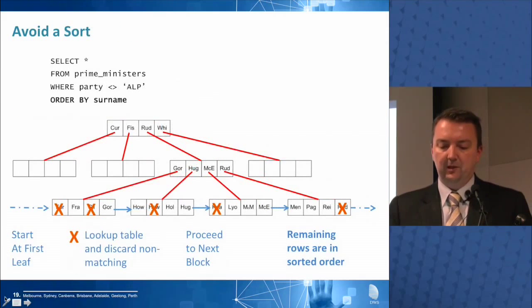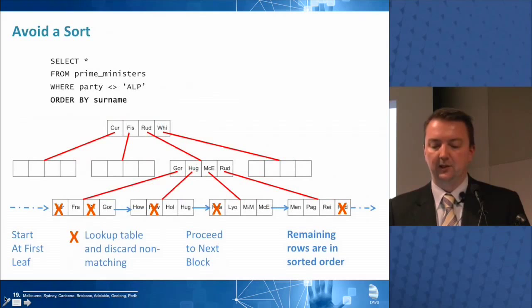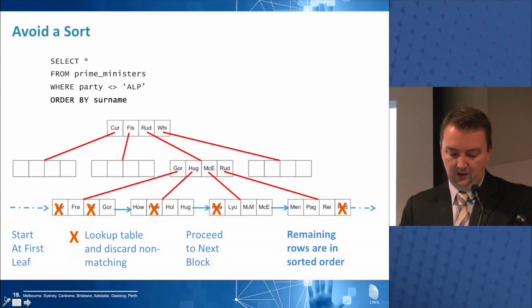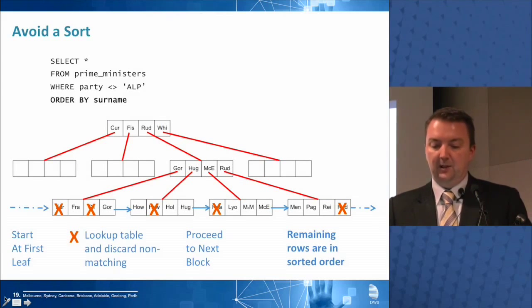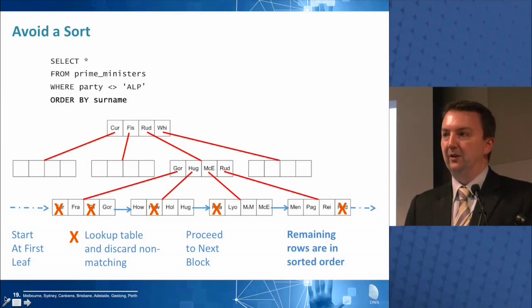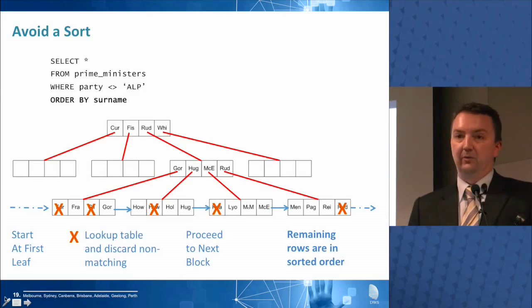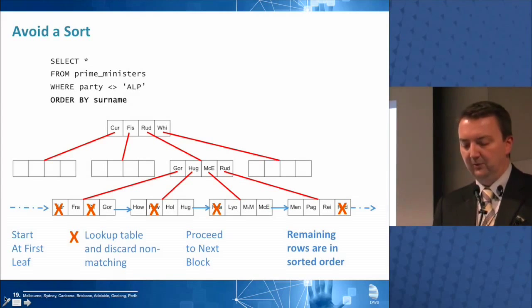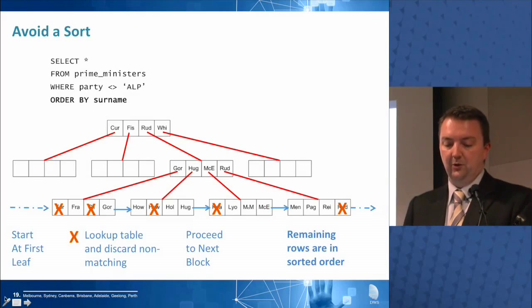So, avoiding a sort. Imagine if we had this SQL here: select star from Prime Ministers where the party's ALP, ordered by surname. Not equal to conditions, like party not equal to ALP, are not really something that you can index. Equals conditions, between, yeah, they're good. Not equal, not so much. But look at this, order by surname.